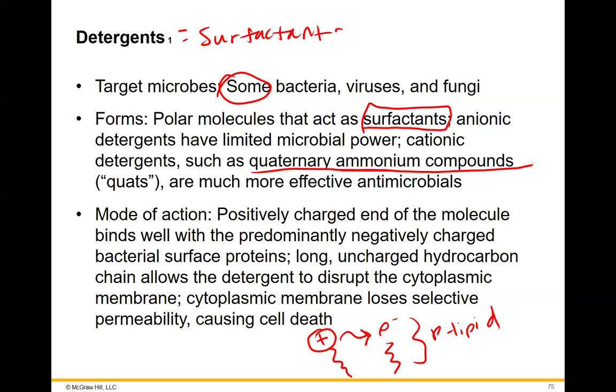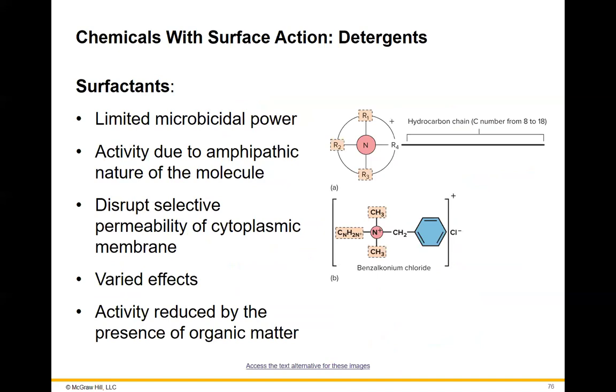And that's the idea. This is just looking at the structure of them. We have our positive head. It's even got our little positive here. It's usually N, nitrogen, bound to other things, because ammonia is going to have a positive charge to it. Yeah, NH4. So that's what that's basically representing.